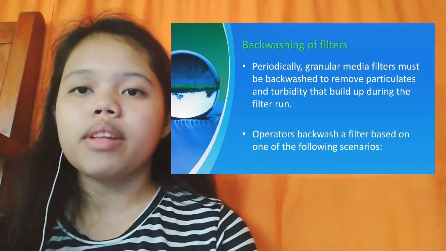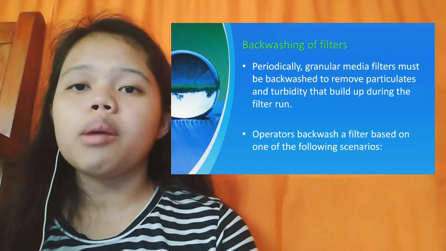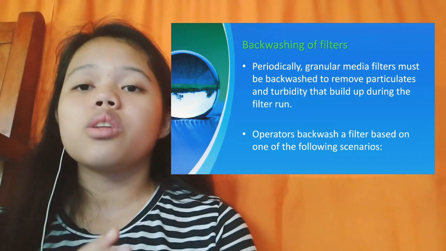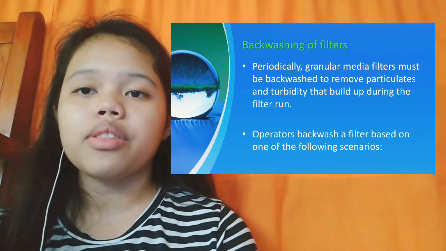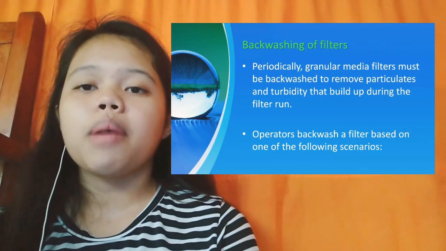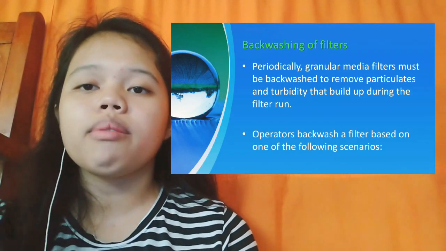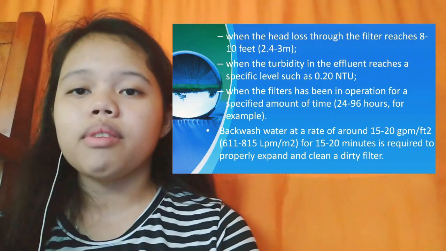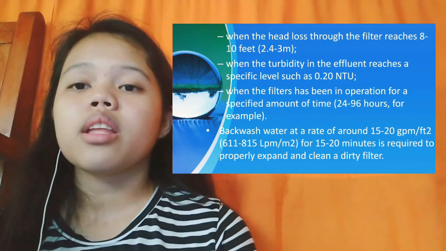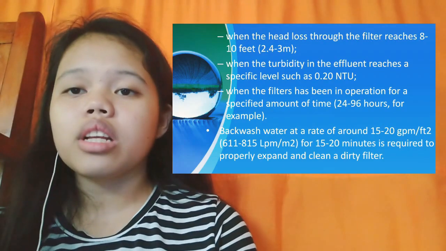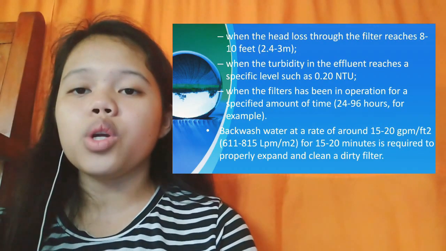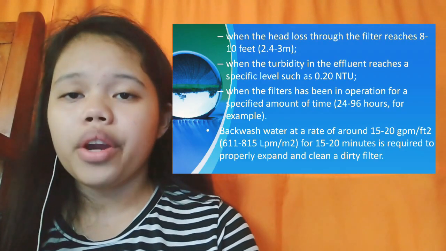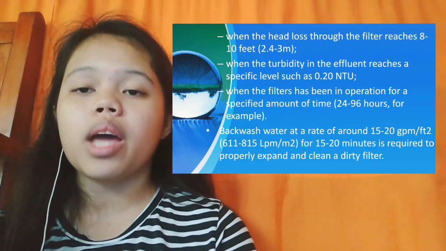Backwashing of filters. Periodically, granular media filters must be backwashed to remove particulates and turbidity that build up during the filter run. Operators backwash a filter based on one of the following scenarios. When the head loss through the filter reaches 8 to 10 feet. When the turbidity in the effluent reaches a specific level such as 0.20 NTU. When the filter has been in operation for a specified amount of time.